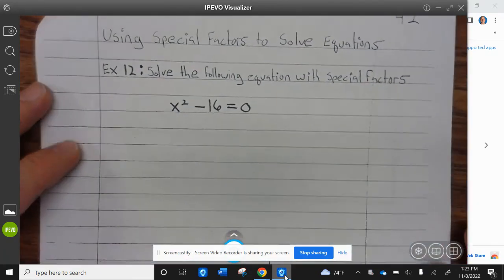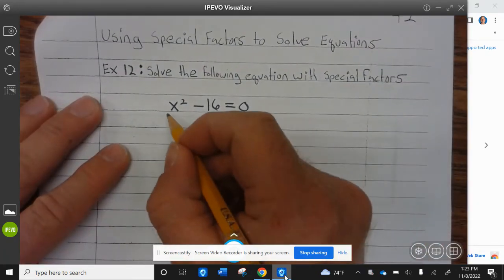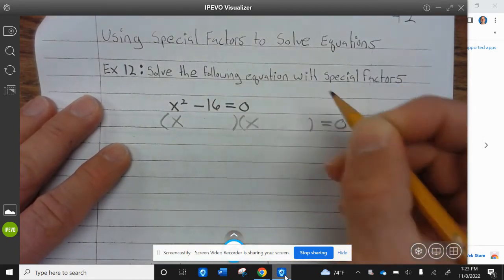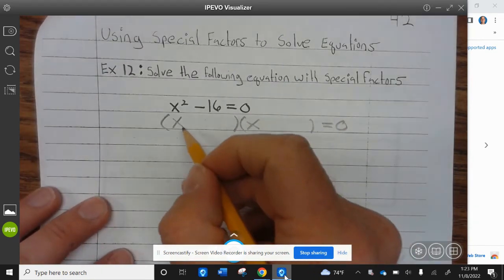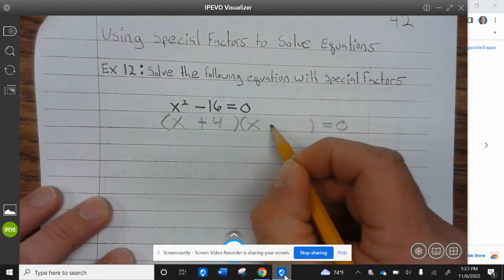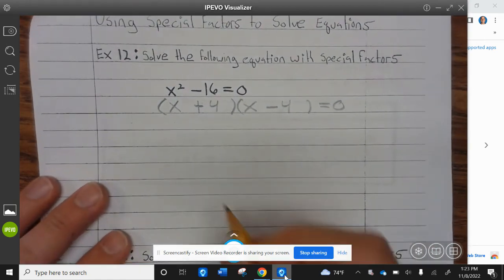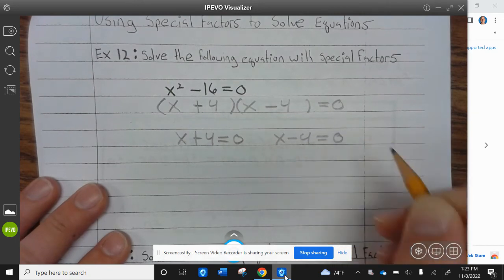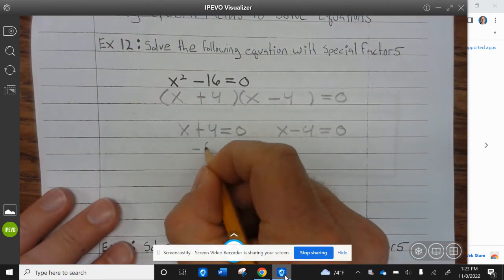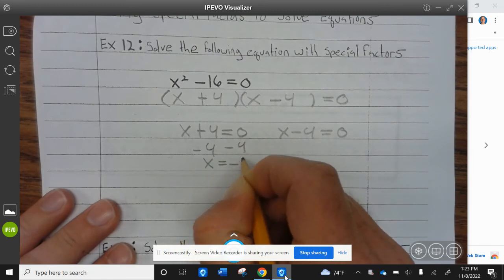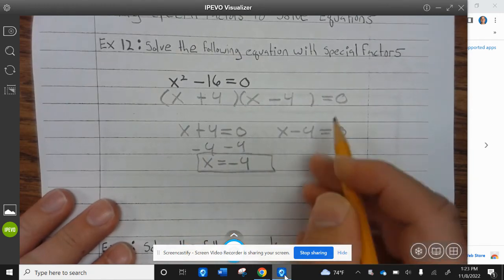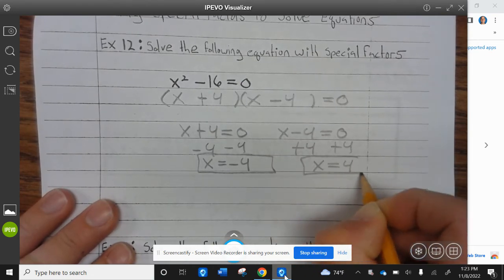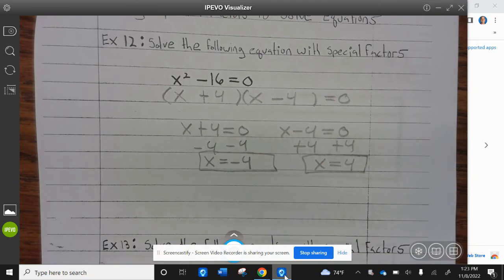All right, example 12. Solve the following equation with special factors. So 2 parentheses, x and x. Now, in order to get negative 16, that's plus 4 minus 4. So set x plus 4 equal to 0, x minus 4 equal to 0. Subtract 4 from both sides, x equals negative 4. Add 4 to both sides, x equals 4. All right, go ahead and finish up example 12.